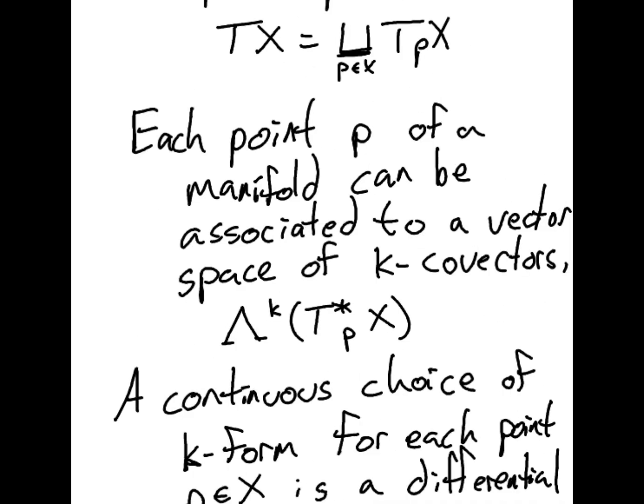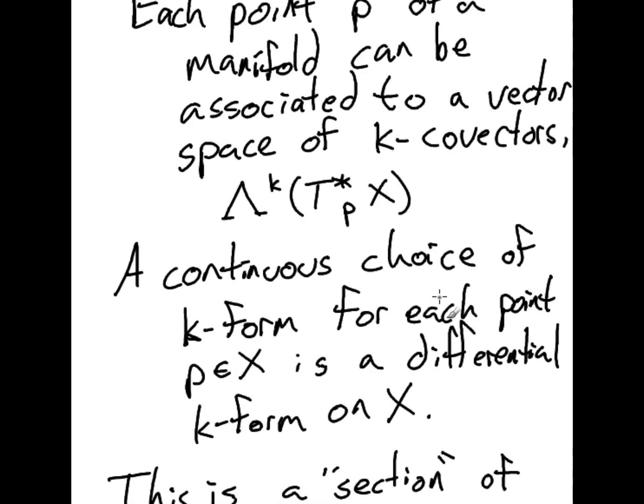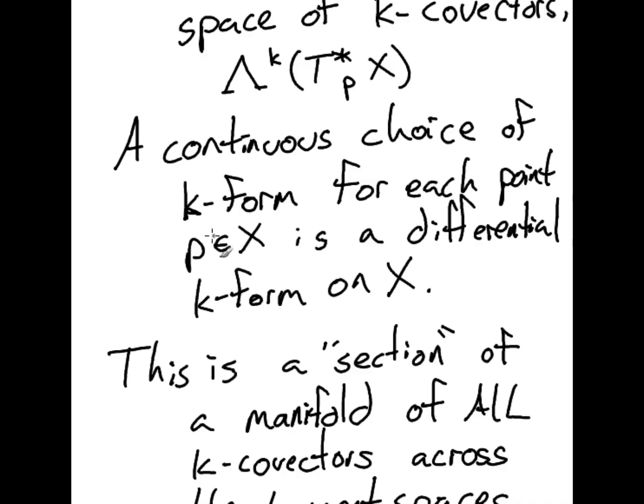In the scope of linear algebra, we can also associate to each point the vector space of k covectors, and it's denoted in this way. And these are going to be the tensors that eat k vectors from the tangent space and then give us a real number output, right? And that has the structure of a vector space. We can associate such a vector space to each point of the manifold. When we do that, if we make a continuous choice of k-form for each of these points, then that defines a differential k-form on our manifold.